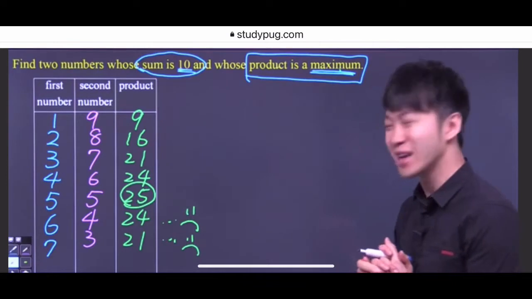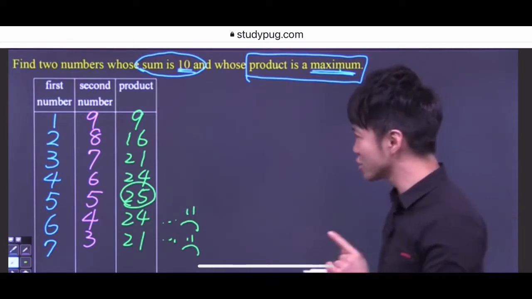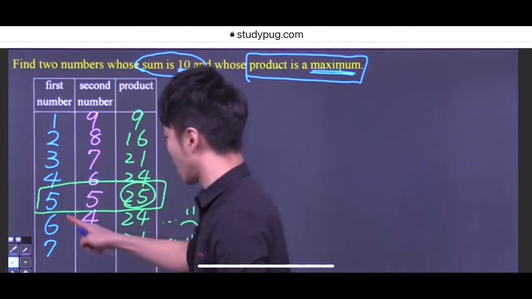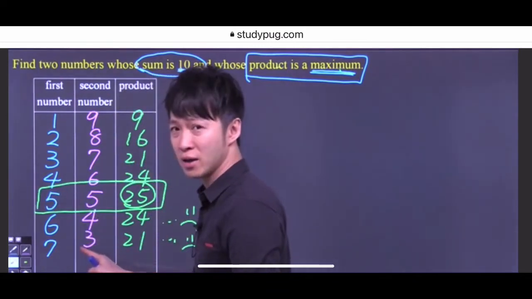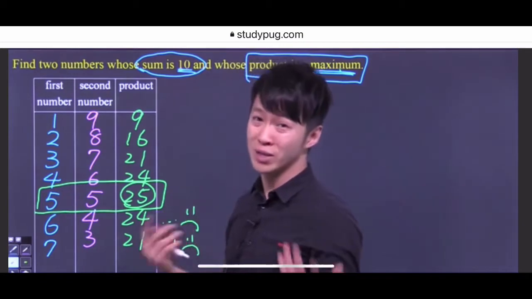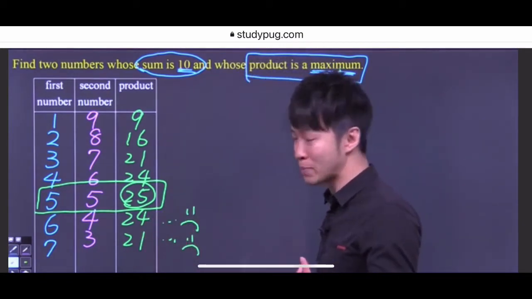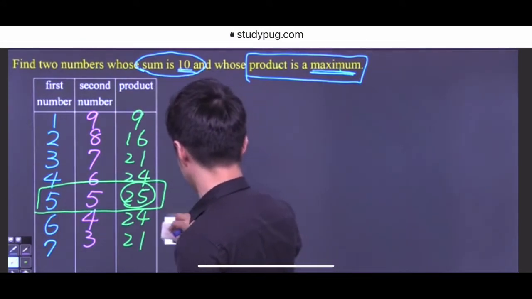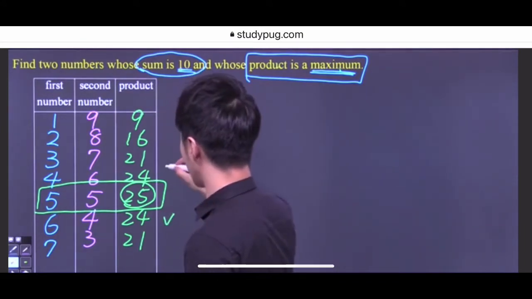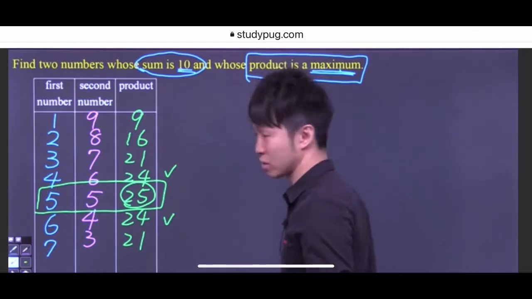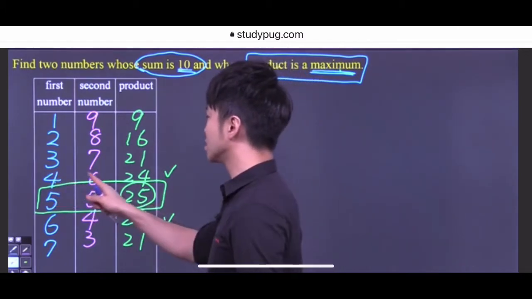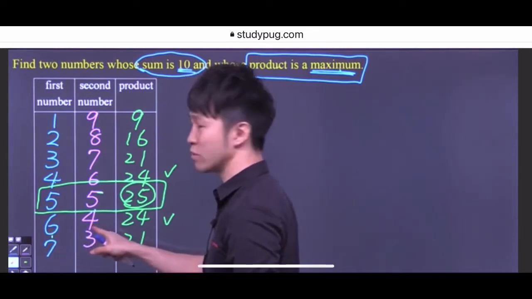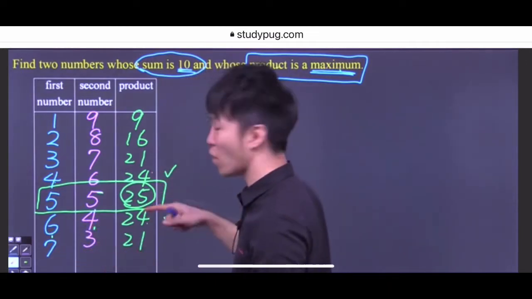Okay. In addition, would you say that after this set of numbers, any more sets of integers we try will just be redundant? And what do I mean by that? Look, I want you to compare these two cases. Okay, let's compare this case and this case. Now look, first number being 4, second number being 6, swap. First number being 6, second number being 4, guess what? They give the same product, right?